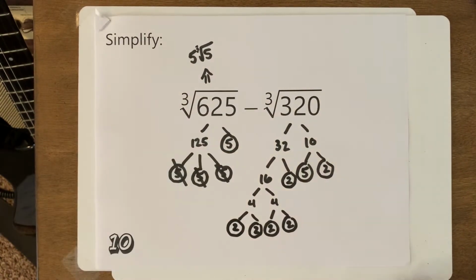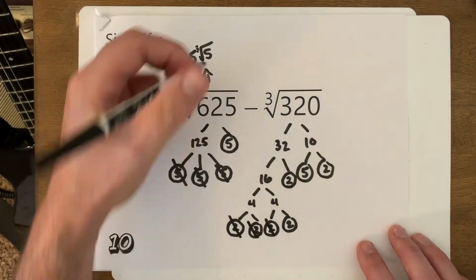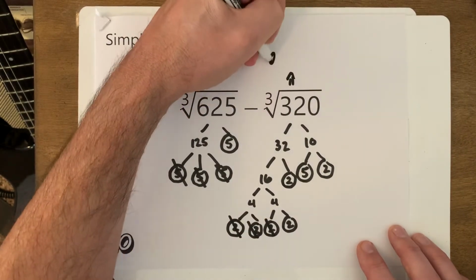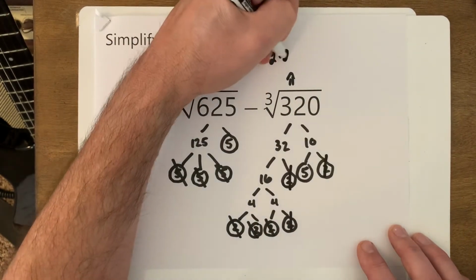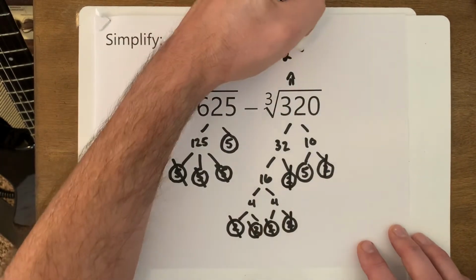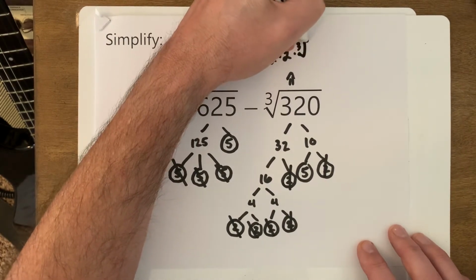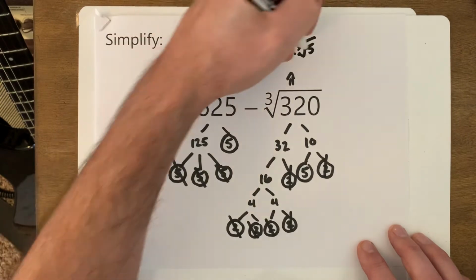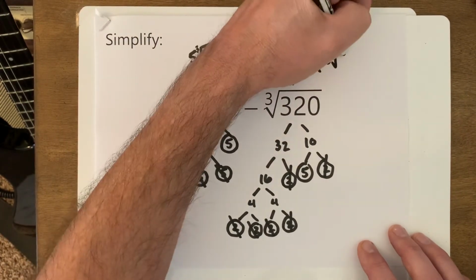Okay, so what do we have here? I need 3 of them. So 1, 2, 3, there's a 2. 1, 2, 3, there's another 2. And then a 5 right there. And that 5 has to just sit there. And let me not make that mistake again. So this is actually 4 times the cube root of 5.